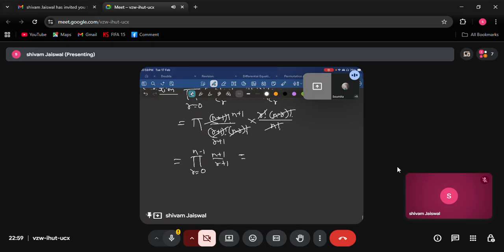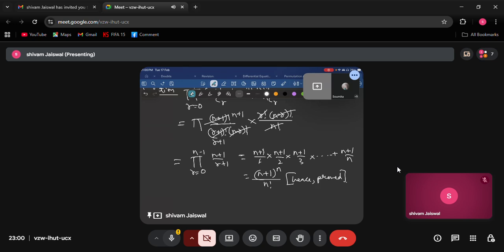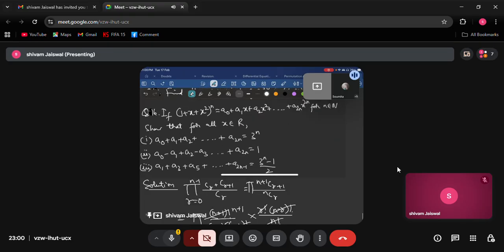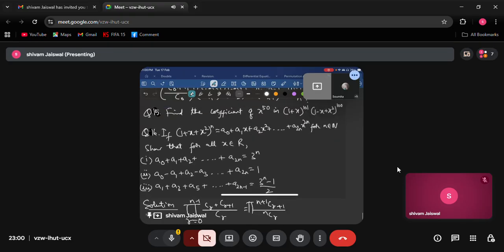Are you getting it, Raktim? You put r equal to 0, you are getting n plus 1 by 1 multiplied by n plus 1 by 2 multiplied by n plus 1 by 3 multiplied by dot dot dot n plus 1 by n, which is equal to n plus 1 whole to the power n upon n factorial. Hence proved. Is it clear, Raktim? Yes, sir.